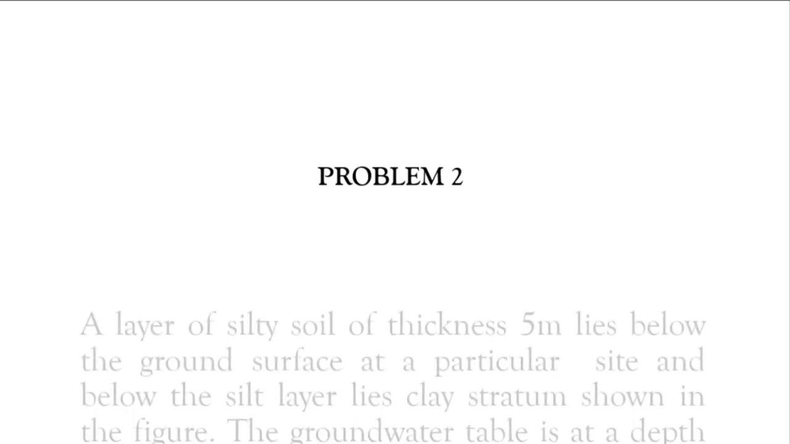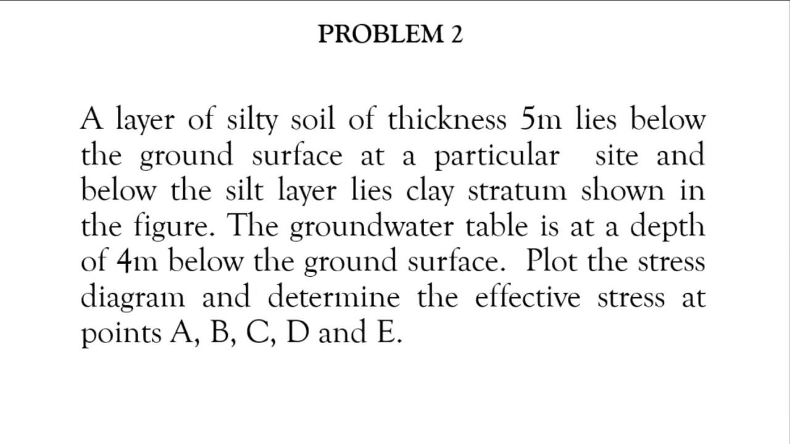Okay, so problem number 2. A layer of silty soil of thickness 5 meters lies below the ground surface at a particular site, and below the silt layer lies a clay stratum. So, meron na naman tayong 2 layers of soil. We have the silt and we have the clay stratum below. The groundwater table is at a depth of 4 meters below the ground surface. Plot the stress diagram and determine the effective stress at points A, B, C, D, and E.